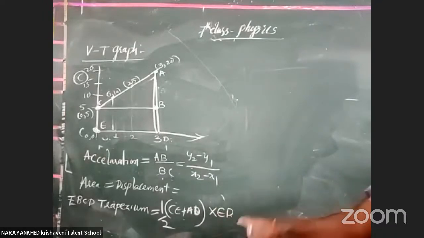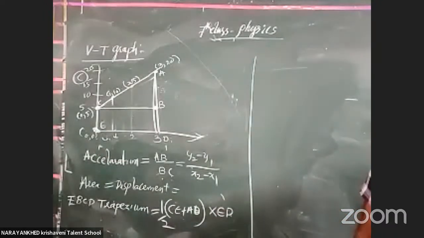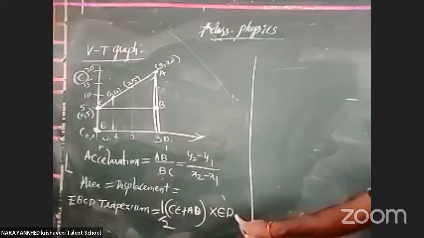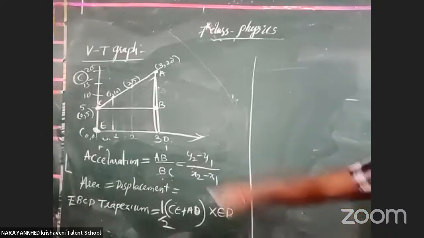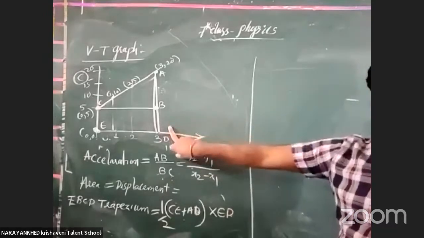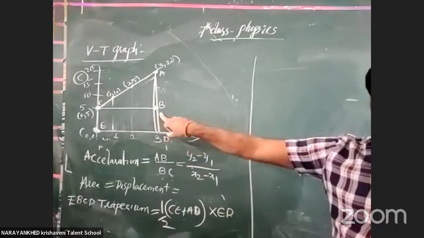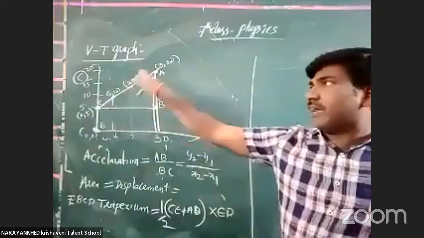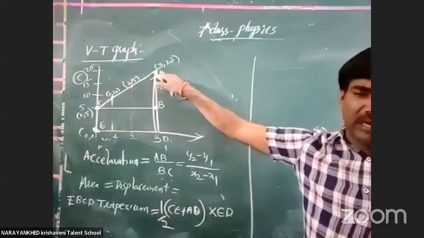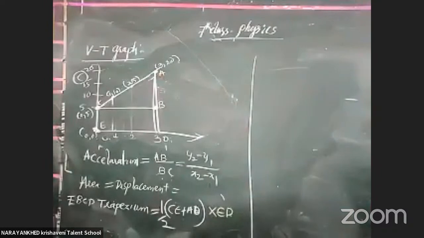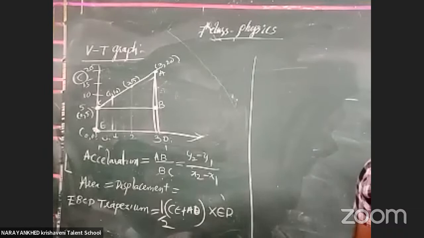Got it or not? I hope you got it here. This is the area of that particular trapezium. From that you'll get the displacement made by this particular body when it starts from rest and is moving with a uniform rate of change. Clear or not? This is called the VT graph when it starts at rest and moves with a uniform rate of change of velocity.